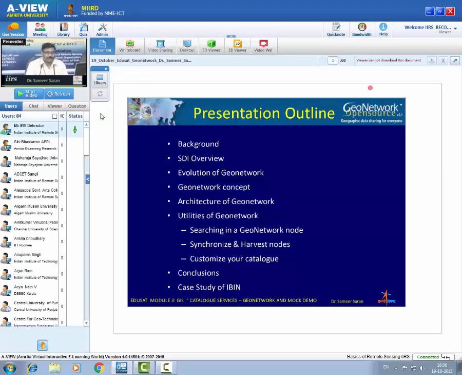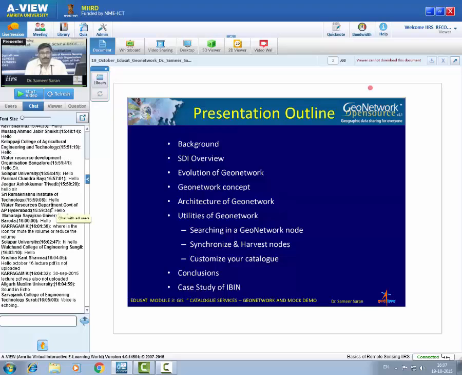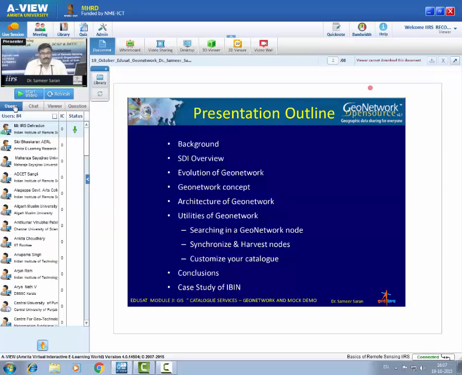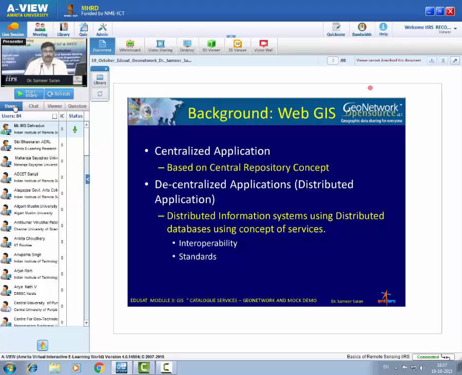I have planned my presentation so that I'll be talking about the background, then how these catalog services have evolved because of the spatial data infrastructure. I'll be quickly touching upon those aspects, and then we'll quickly jump to the evolution of GeoNetwork and the overall concept and how it is being used by various international organizations. And then we'll be sharing one of the small case studies which IRS has undertaken, and we'll be sharing what all data sets we use for this catalog services.